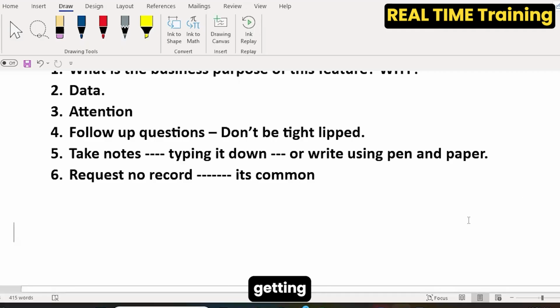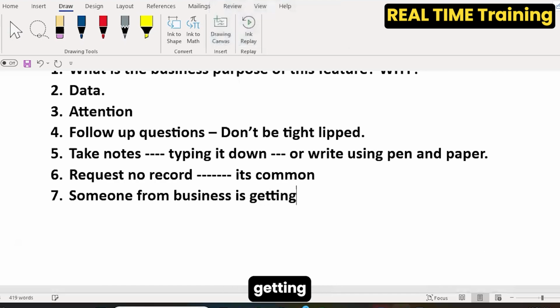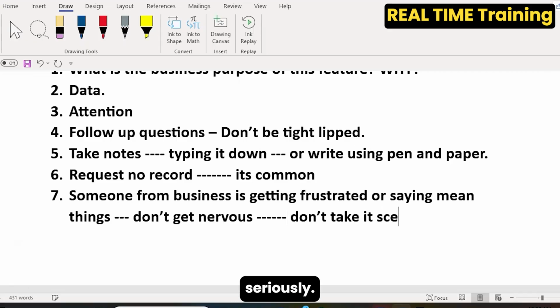So if someone from the business is getting frustrated or saying mean things, don't get nervous. It might be on site, so everybody is in that meeting, and naturally the tendency is to get nervous. But don't get nervous. This is common. Most of the time it's not even your fault. Don't get nervous, and don't take it seriously.